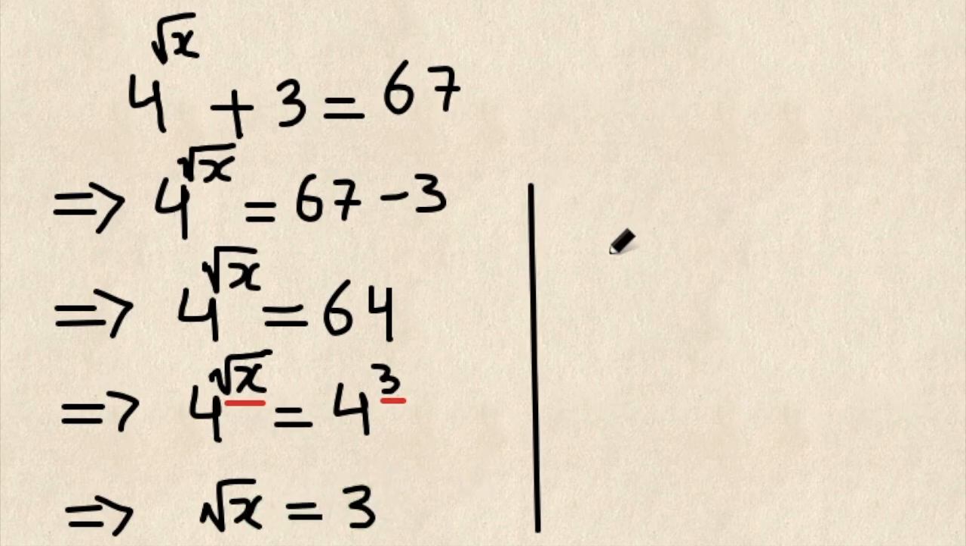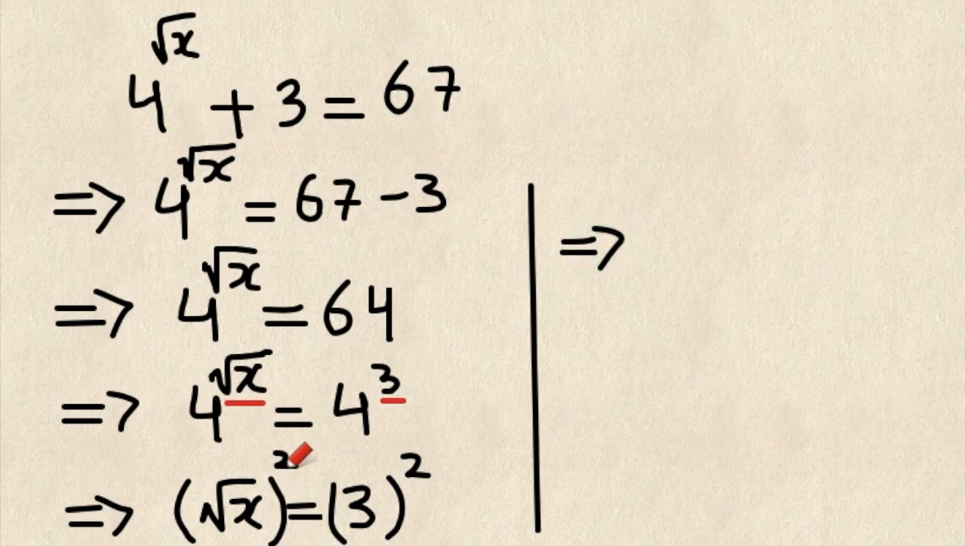Now we need to find the value of x. So we must take square on both sides to remove the square root. On the left hand side, the 2 is cancelled out with the square root, and the final answer is x is equal to 9.